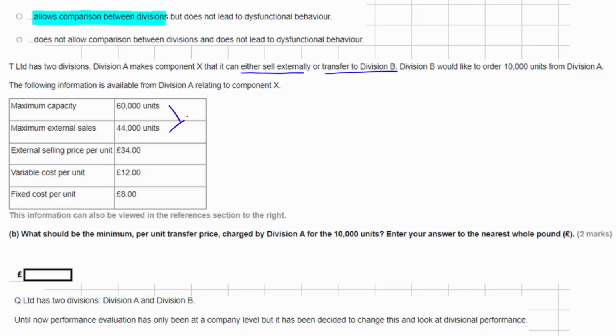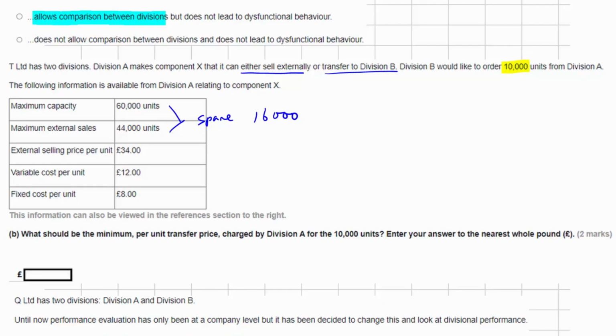So if we compare these two, it means that we've got some spare capacity, haven't we, of 16,000 units. Potentially we could make 60,000 and then because we can only sell 44,000 to external customers, we'd have 16,000 sitting around doing nothing. Now notice that Division B only wants to buy 10,000 of those. So what should Division A do? Should they just throw that 16,000 away, or should they just transfer them to Division B? Well, it would make sense that they sell them to Division B, wouldn't it? So how much should we charge them? Because that's what the question's asking now.